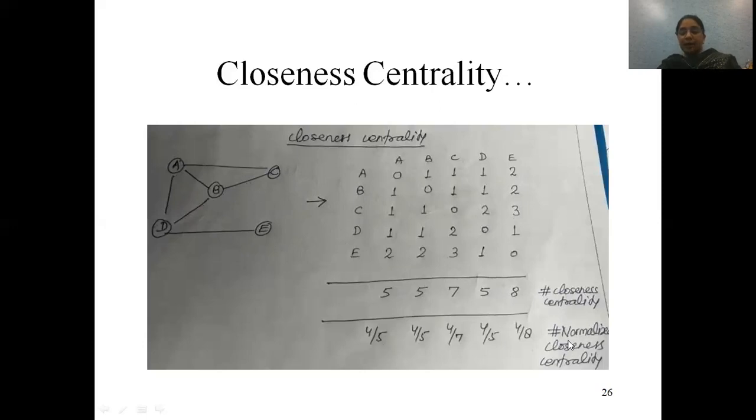Generally we take the normalized closeness centrality. So we take 4 upon 5. How does 4 come? Because it is n minus 1, where n is the number of nodes in the network. So it will be 4. These will be considered the normalized closeness centrality.